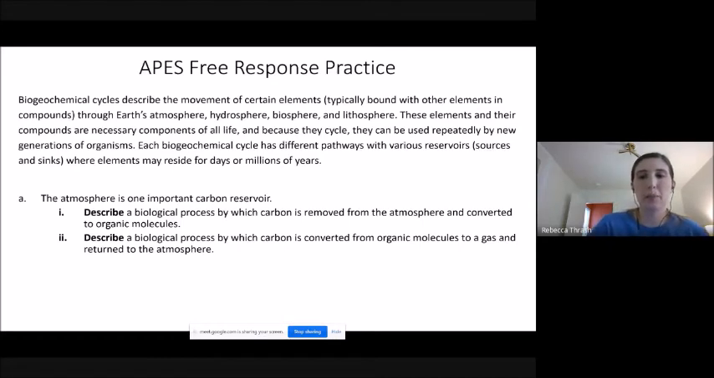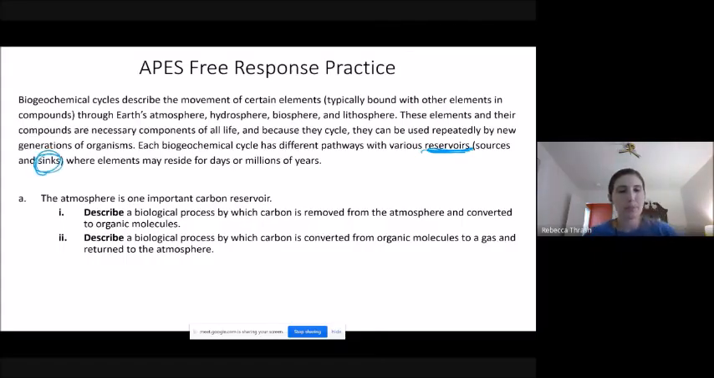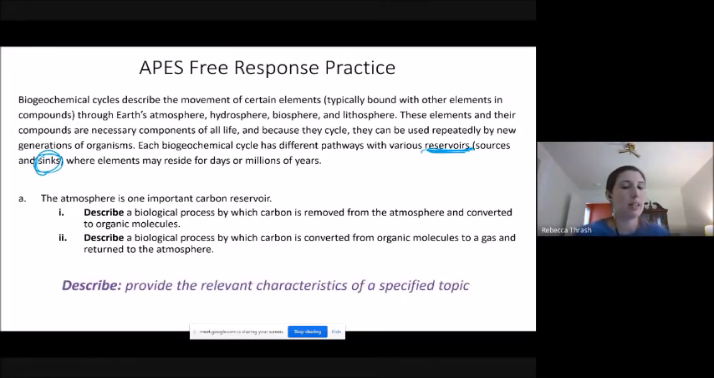So here they're giving us a little bit of new information by saying reservoirs just mean sources and sinks. That'll come up later. So part A, the atmosphere is one important carbon reservoir. They want you to describe a biological process by which carbon is removed from the atmosphere and converted to organic molecules, and then describe a biological process by which carbon is converted from organic molecules to a gas and returned to the atmosphere. So before we look at possible answers here, let's remember what they mean by describe.